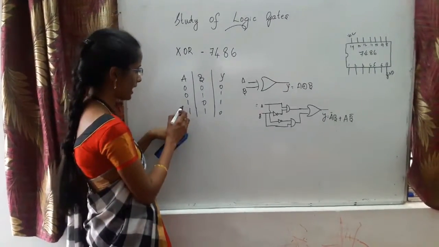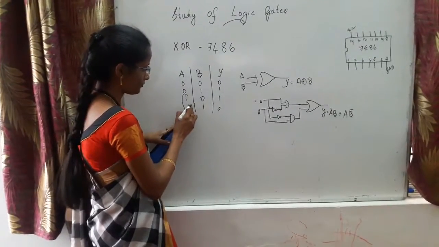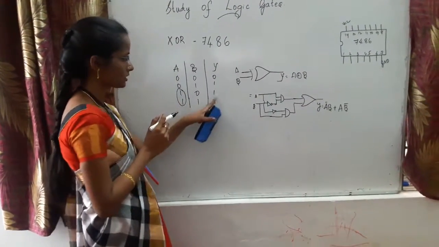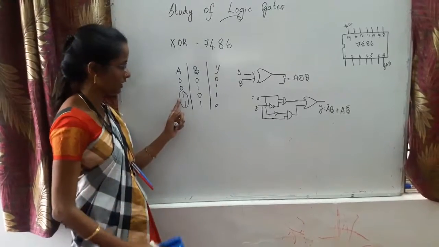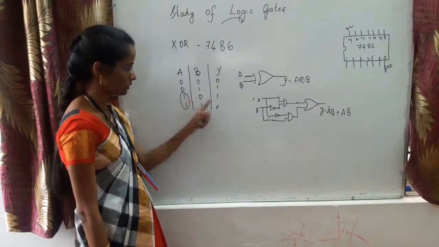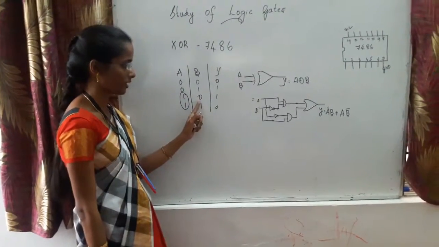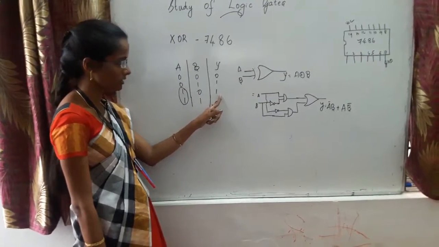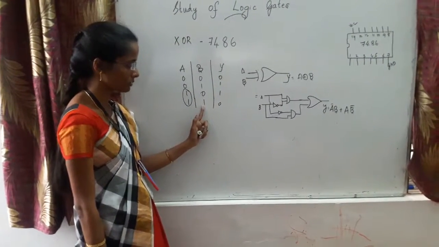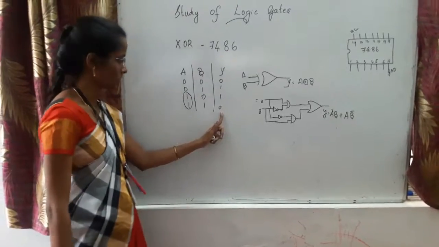So you can see that whenever one of the input is 1, output is the complement of the other input. So here one of the input is 1. So the output is the complement of the other input. Other input is 0, its complement is 1. Here the other input is 1, its complement is 0.